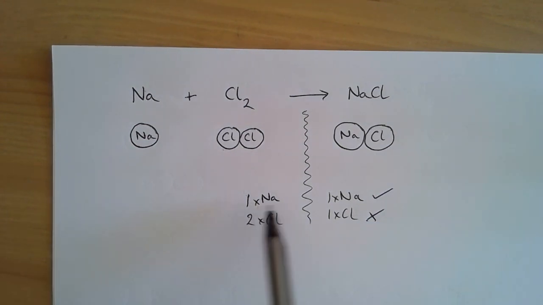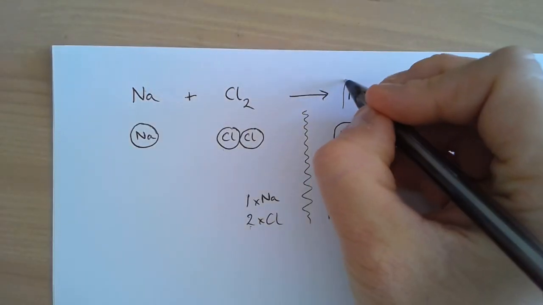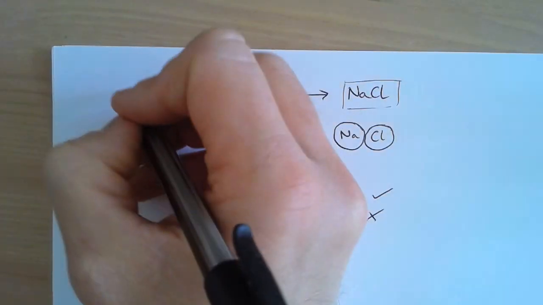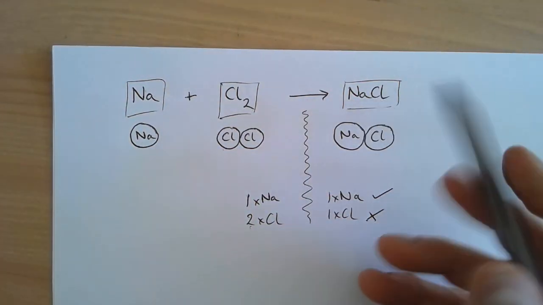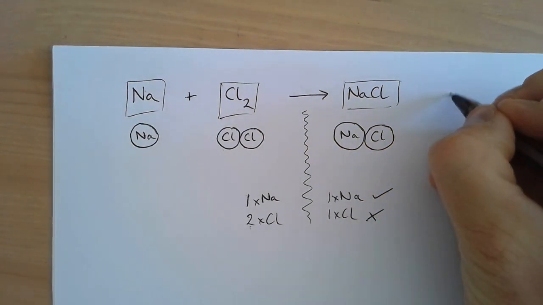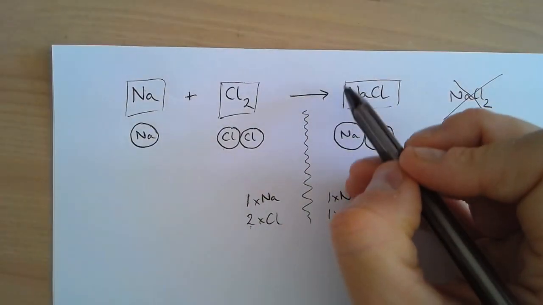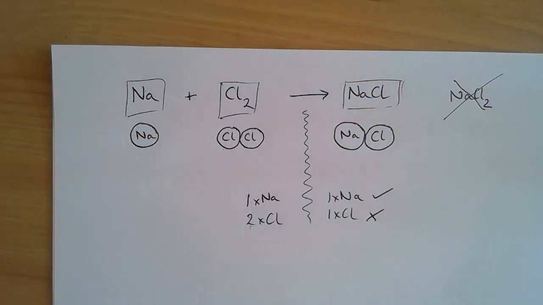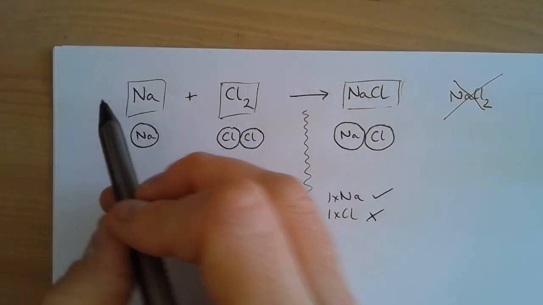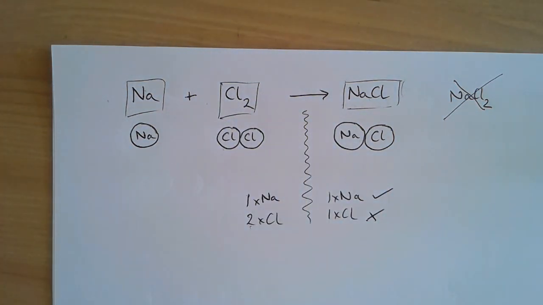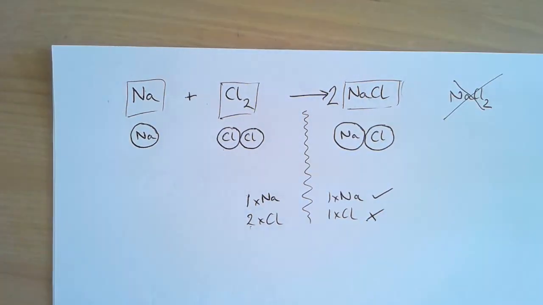So I've got 2 chlorines here and only 1 here. Now remember that I can't change anything about this. So what I cannot do is put a little 2 after this. That would be incorrect to do. The reason being is that is the accepted formula for sodium chloride. That's why it's quite helpful sometimes to put these in a box, because it means that I can't add any little numbers in here. When I'm balancing, the only thing I can do is put big numbers in front of the components. So let's put a big number 2 in front of here.